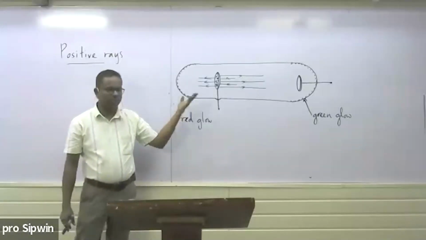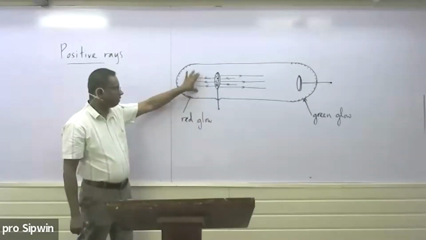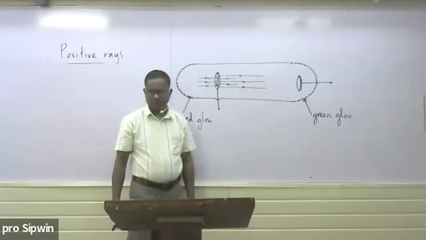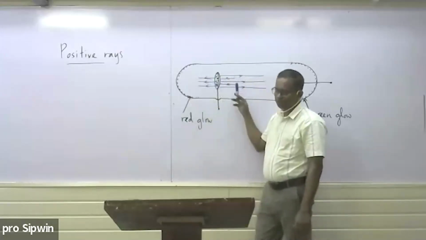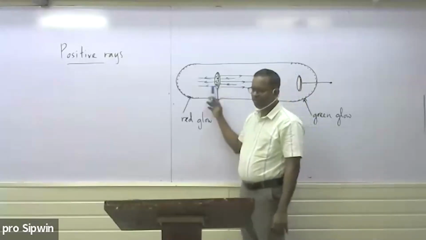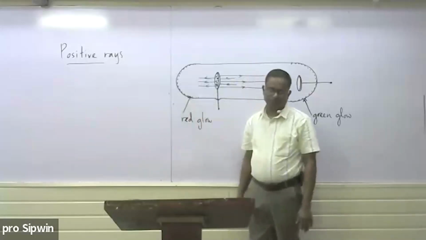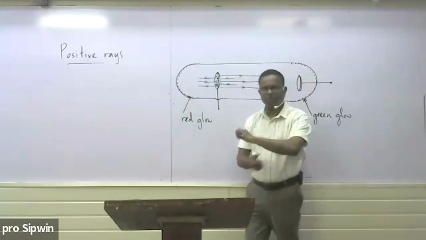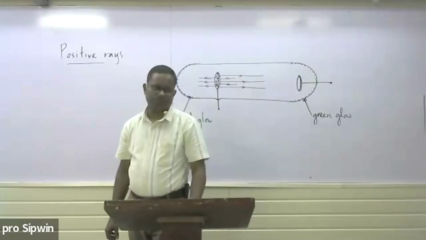Now, how are the positive rays produced? Next, I will explain how. Positive rays pass to this side, cathode rays pass to the other side. They start from this gas region in front of the cathode, pass towards the cathode, move through the holes of the cathode, and reach this side, giving the red glow. That is how the positive rays were discovered. Next, we can check the properties.